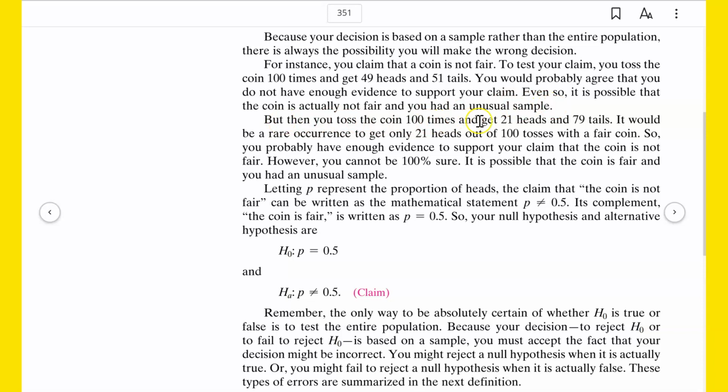But then you toss the coin 100 times and get 21 heads and 79 tails. It would be a rare occurrence to get 21 heads out of 100 tosses with a fair coin, so you probably have enough evidence to support your claim that the coin is not fair. However, you cannot be 100% sure. It's possible that the coin is fair and you just had an unusual sample.